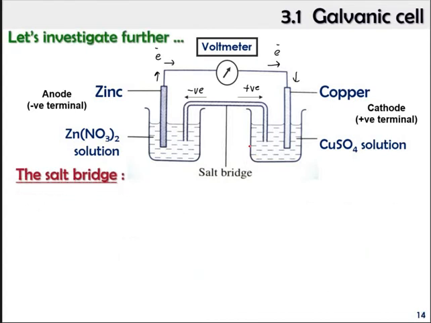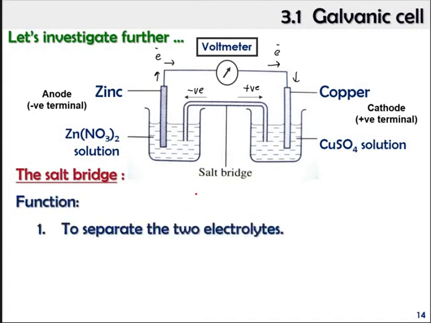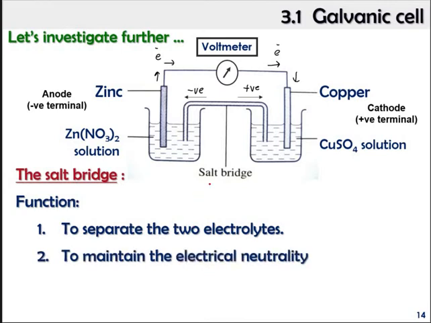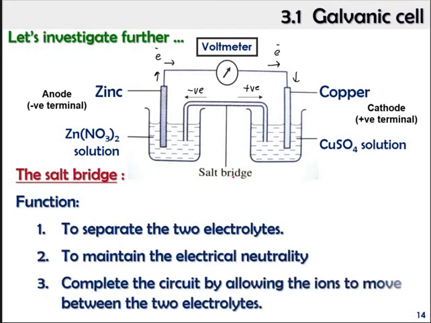Alright. So, what is the function of salt bridge? The function of salt bridge is to separate the two electrolytes, to maintain the electrical neutrality, and to complete the circuit by allowing the ions to move between the two electrolytes.